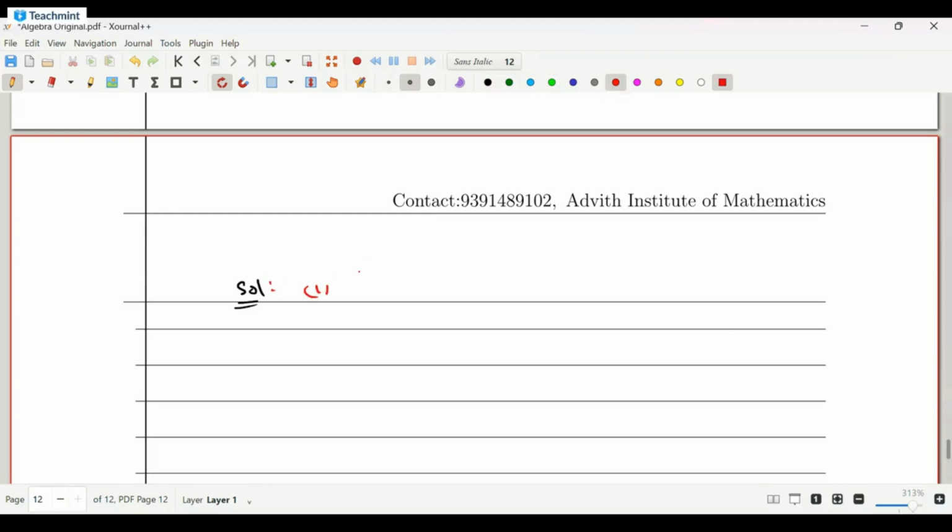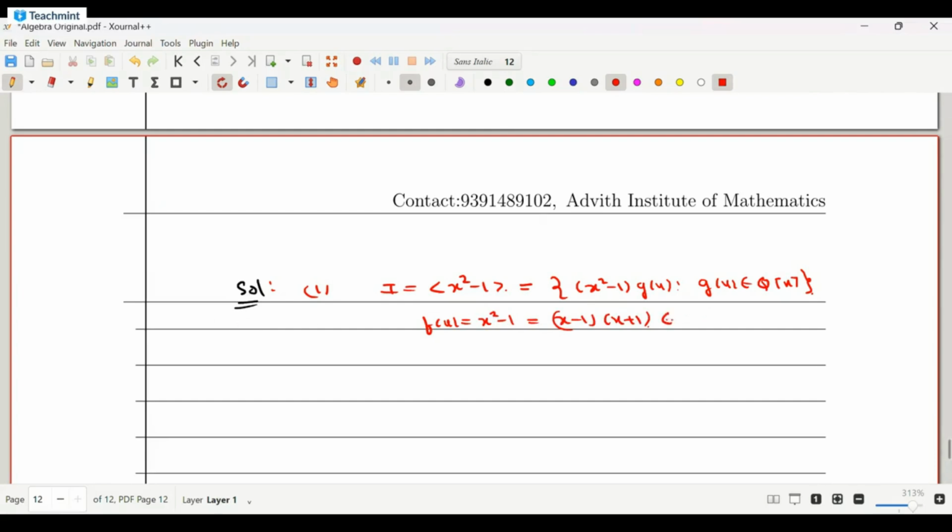First one. So let I is equal to the polynomial ideal generated by x square minus 1. Right? So the polynomial generated by x square minus 1, that is x square minus 1 into some g of x, where g of x belongs to Q of x. So let f of x equal to x square minus 1. So this can be written as x minus 1 into x plus 1, right?